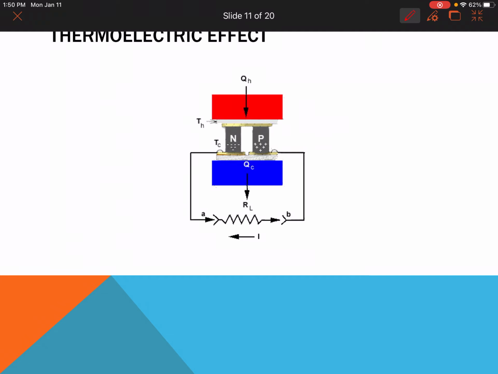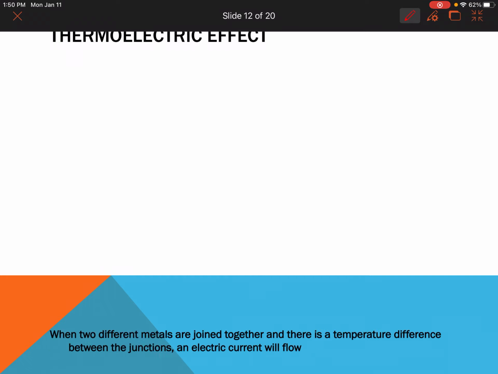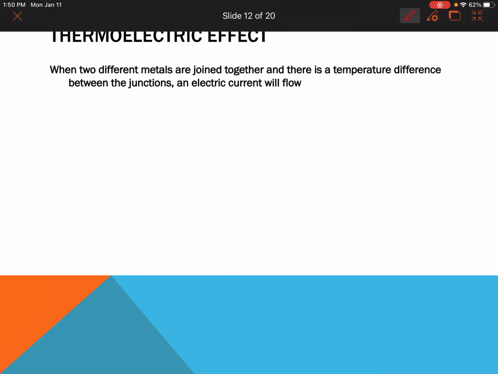Okay, next one, we have the thermoelectric effect. Here we've got two different metals. This is when two different metals are joined together and there is a temperature difference between the junctions. When that happens, an electric current will flow. So two different metals joined together, and where they join up, you get a temperature difference, and that's going to cause an electric current to be there.